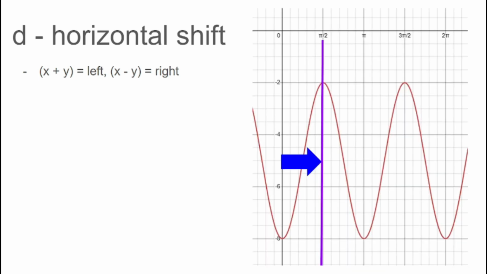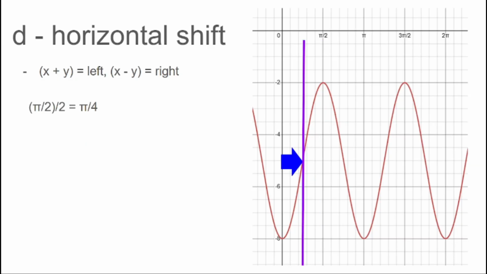D, the horizontal shift: left is add and right is subtract. And you can see here that we're close to pi over 2, but not quite. It's about halfway. And half of pi over 2 is pi over 4. That means our D value is, you guessed it, pi over 4.